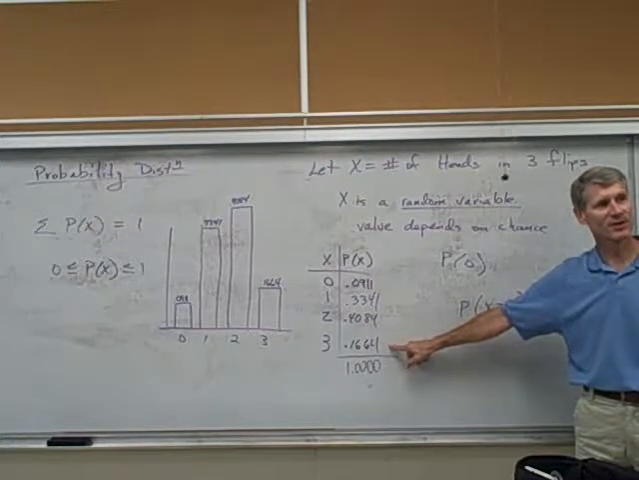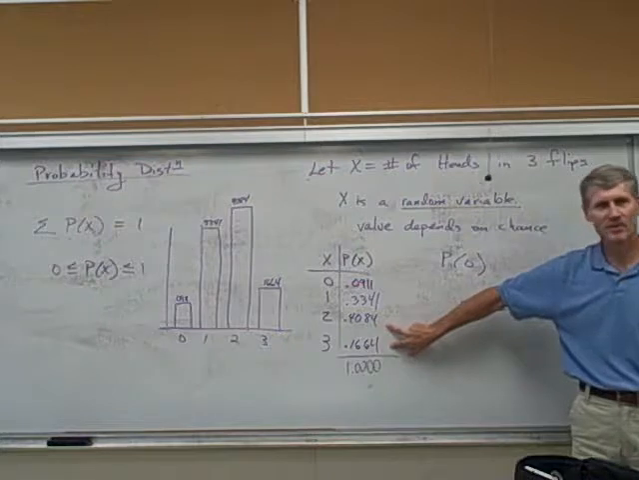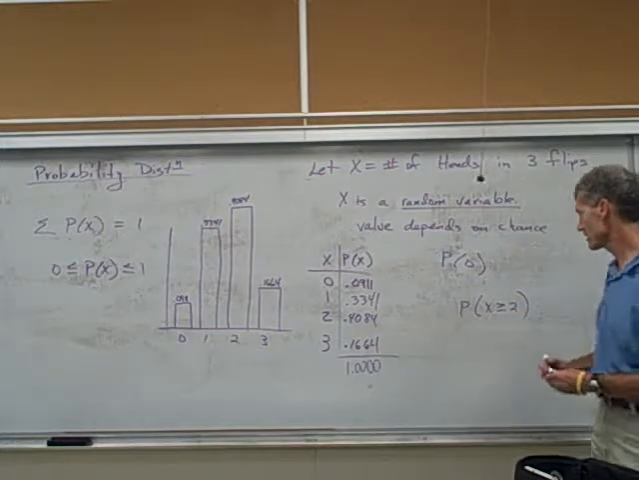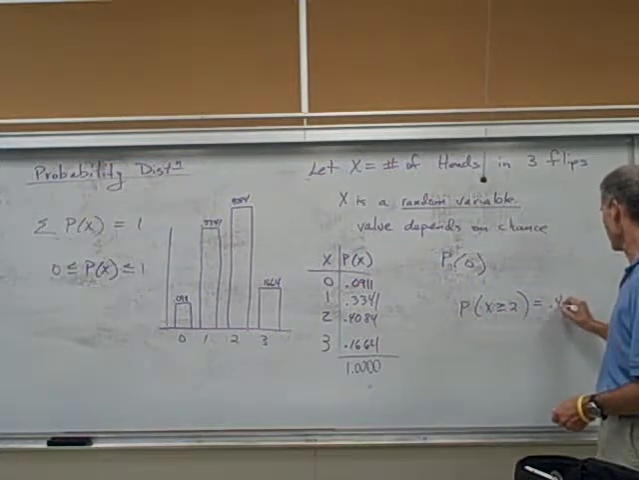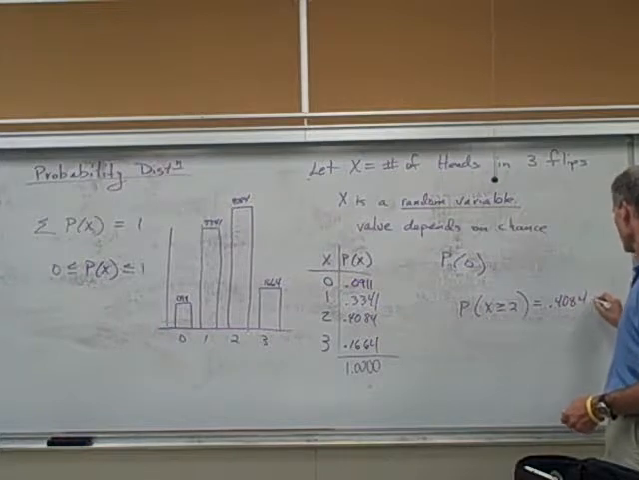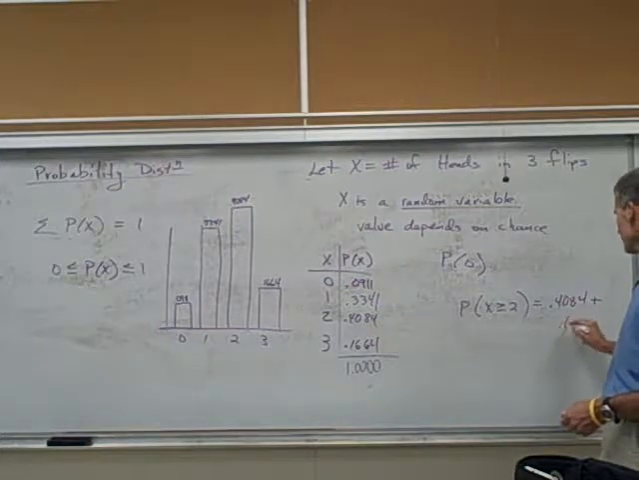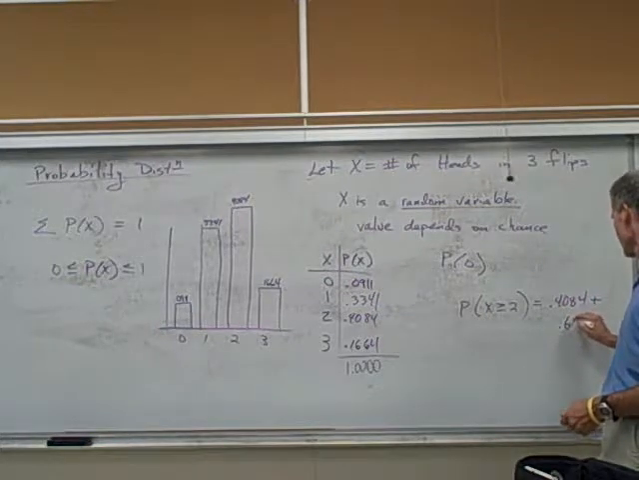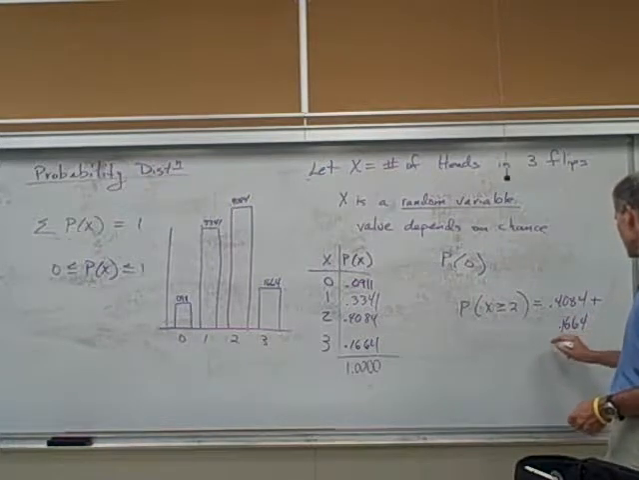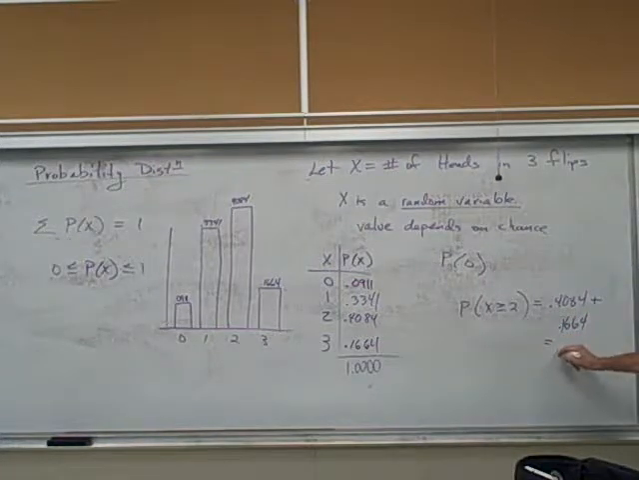When you say the word or, you add the probabilities. So this is 0.4084 plus 0.1664, which is 0.565748. Doing math in my head on the board is always a dangerous thing, so check my math there.